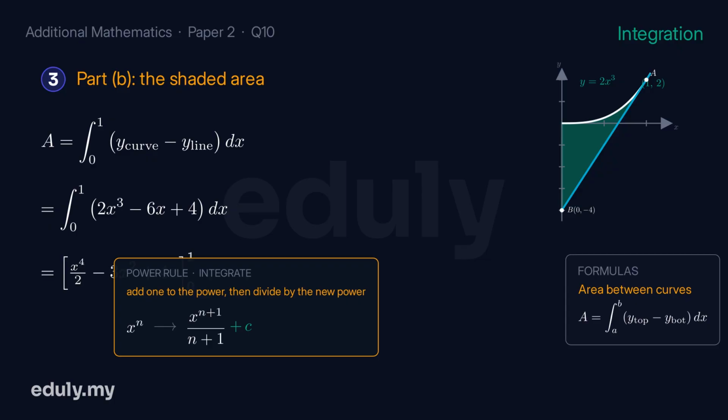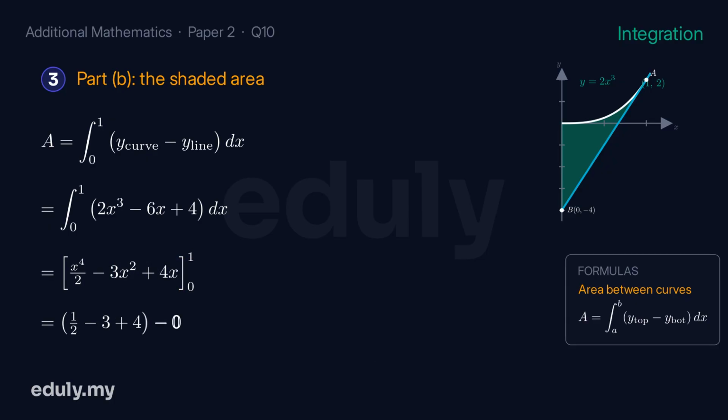Integrate each term. Put in the limits. The shaded area is 3 over 2. That's 1.5 square units.